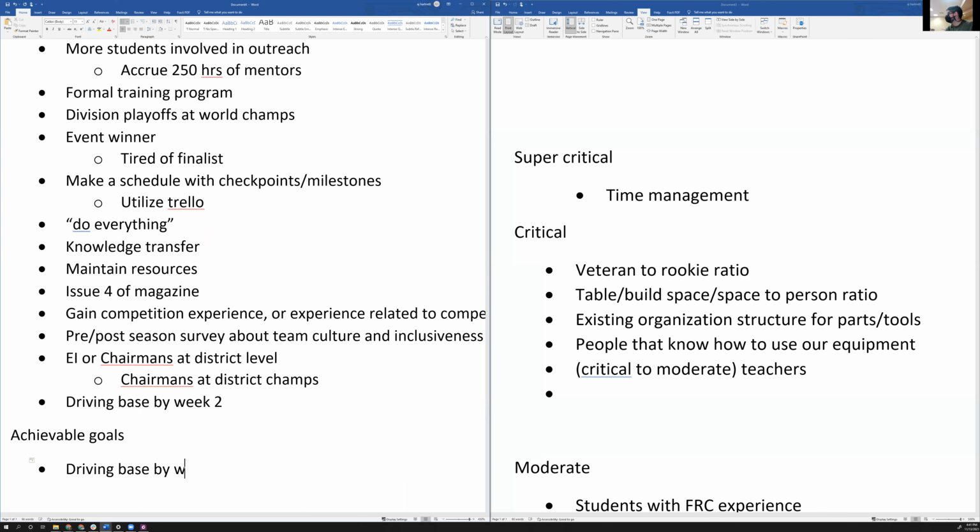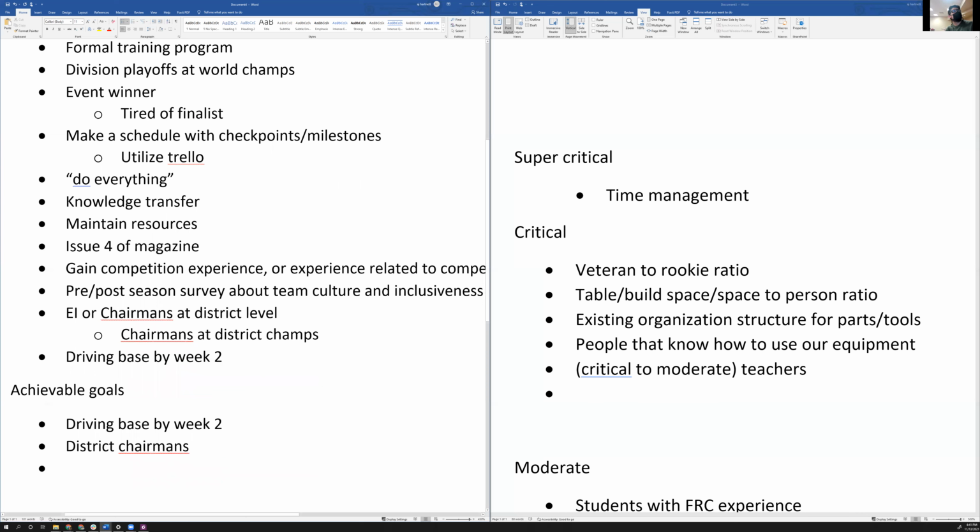Driving base by week 2. What else should we add here? I think, yeah, district chairmans. And so I do want to add on here too.